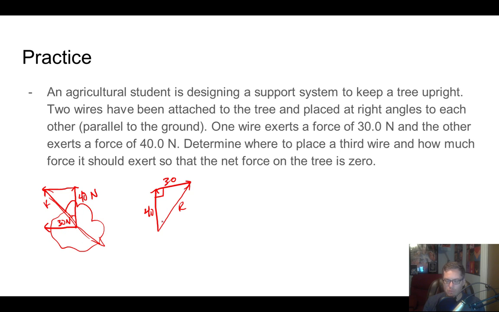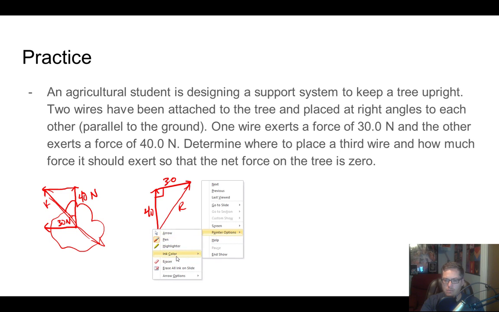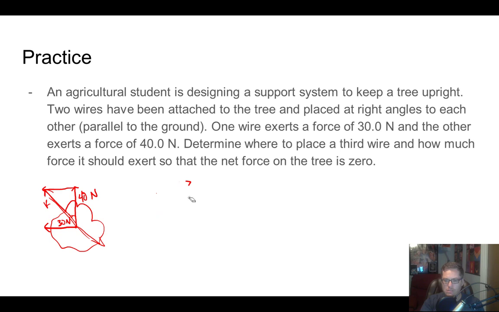So maybe we'll erase this triangle and we'll redraw it so it kind of matches our original diagram a little better. So let's erase this guy and we'll redraw it here. All right, so let's redraw our triangle so it kind of matches what we've drawn in our diagram. All right, so there's our resultant. Okay, there's our 40 here. There's our 30 here.